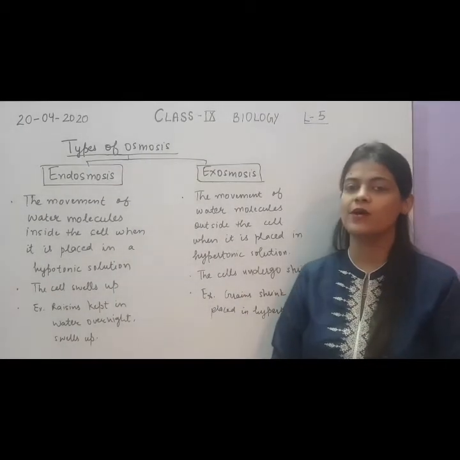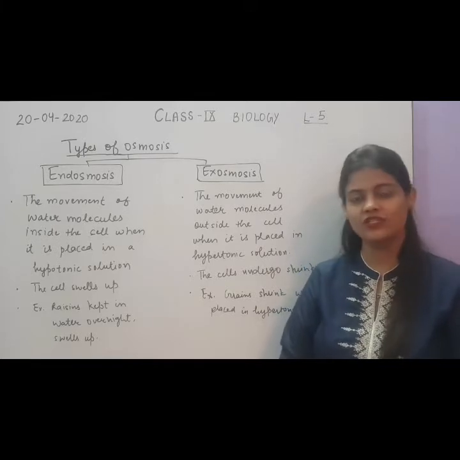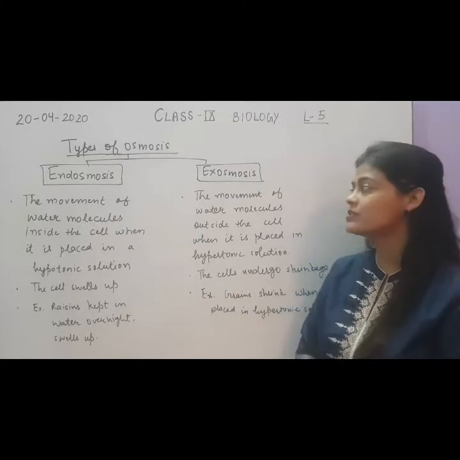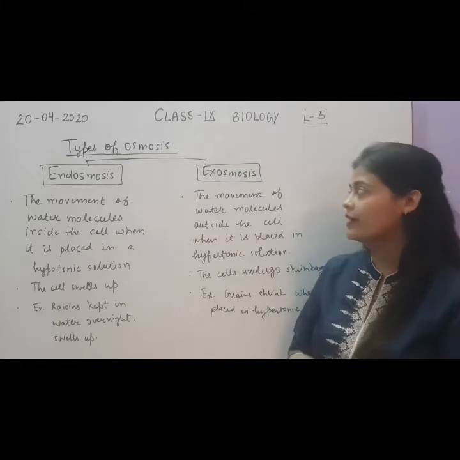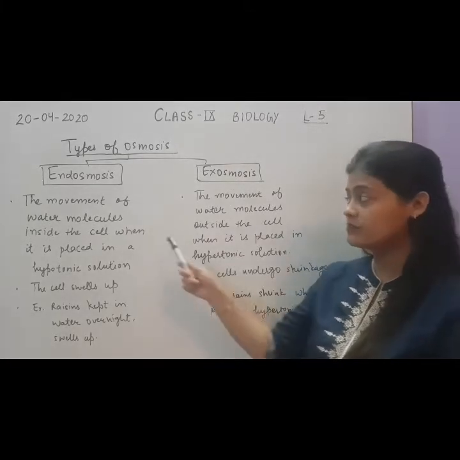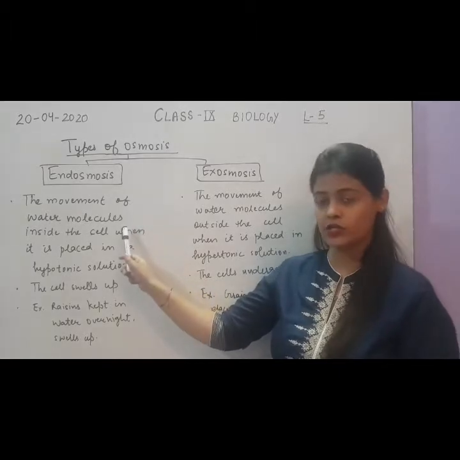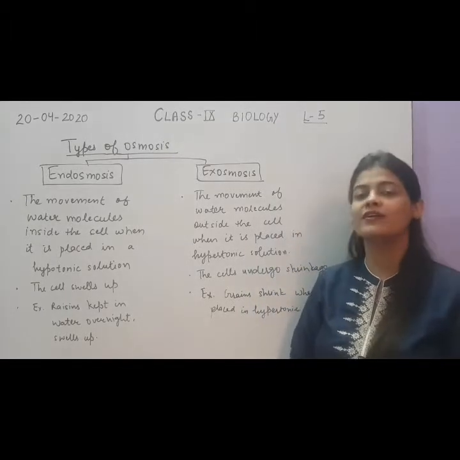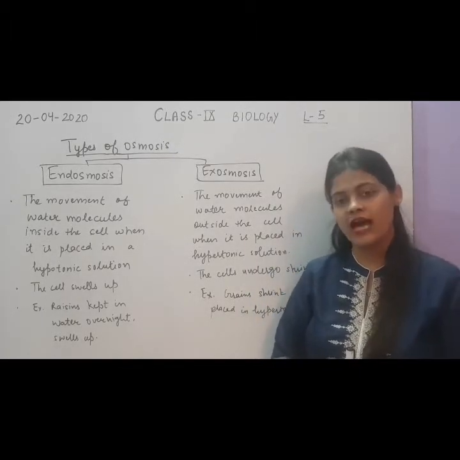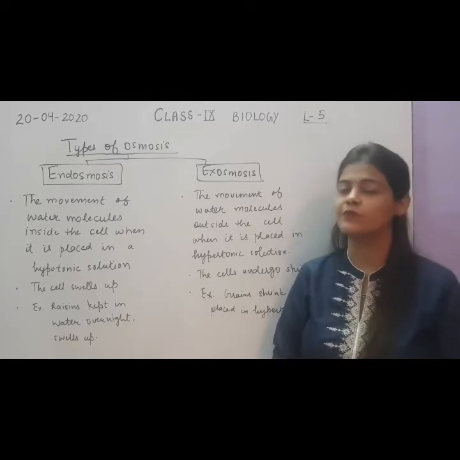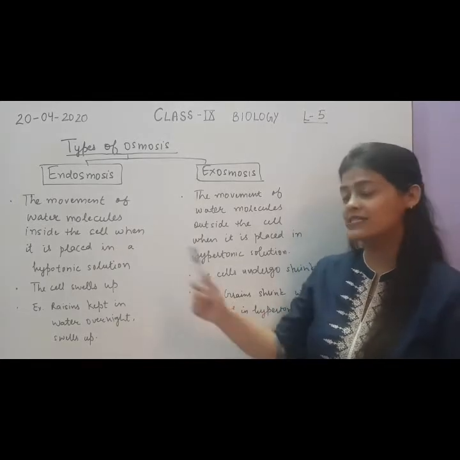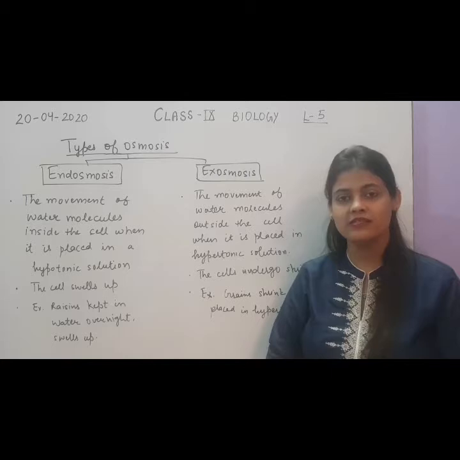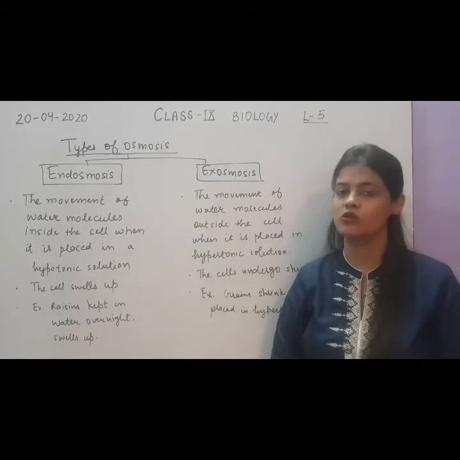Okay, so we have discussed the types of solutions on the basis of concentration and movement of water molecules. Similarly, on the basis of movement of water molecules, there are two types of osmosis, endosmosis and exosmosis. So endosmosis is the movement of water molecules inside the cell when it is placed in hypotonic solution. As we have already discussed, hypotonic solution is that which has low water concentration as compared to the cell. So when the cell is placed in hypotonic solution, the net movement of water will take place inside the cell. That process is called endosmosis.